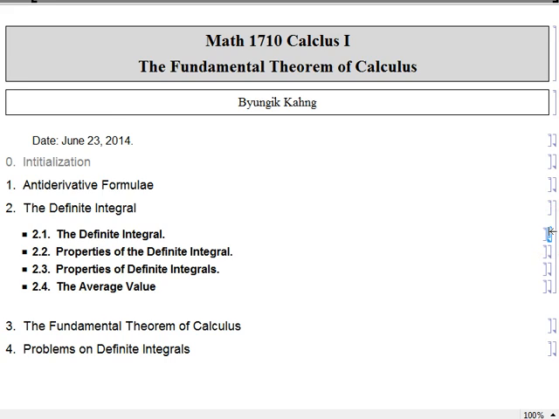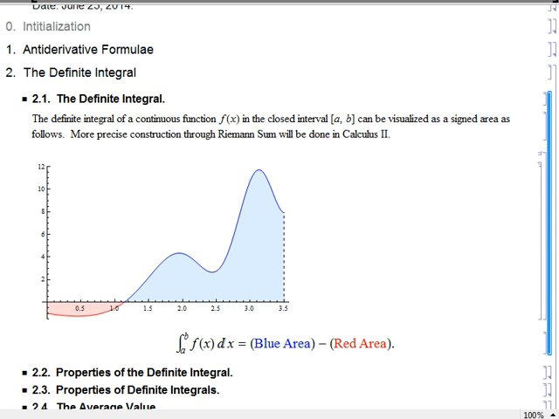Let's talk about definite integrals now. If I say just integral, that usually means definite integral. I'm going to use the term antiderivative rather than indefinite integral. A definite integral can be expressed in more precise terms through Riemann sums, and that's going to be done in 5.2 and 5.3, I think, of our textbook. But I usually cover them in Calculus 2.